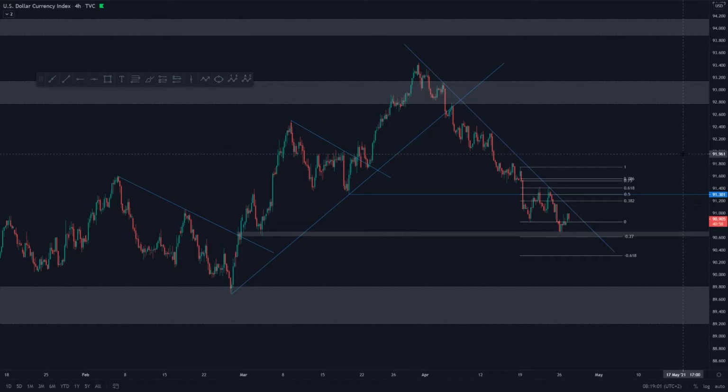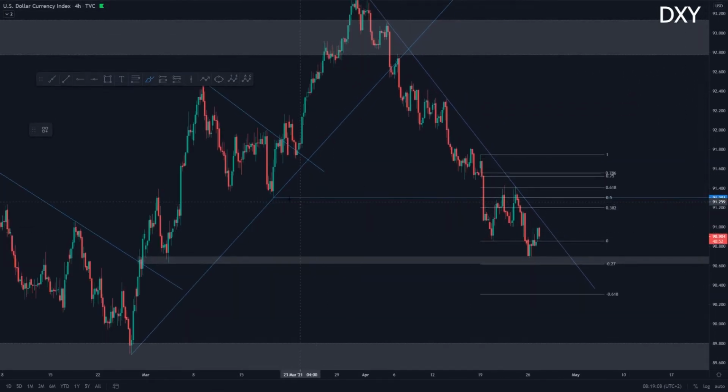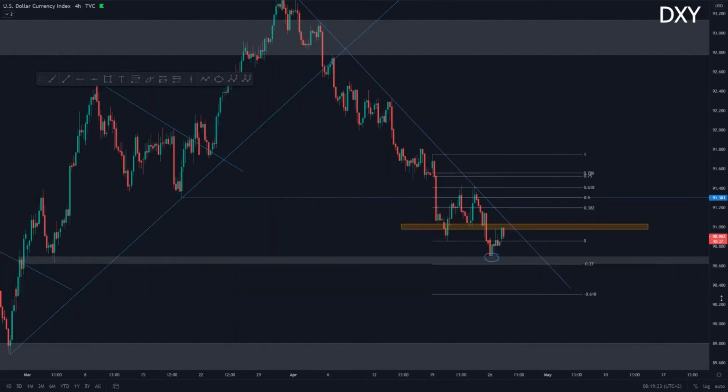To start off with the DXY, as we can see, we're still currently just moving towards the downside. Not much has happened since yesterday's outlook. As we can see, we touched the zone over here to perfection. After that, we started retracing back towards the upside. So we're currently situated at resistance over here. So this is our previous support, which should now act as resistance.